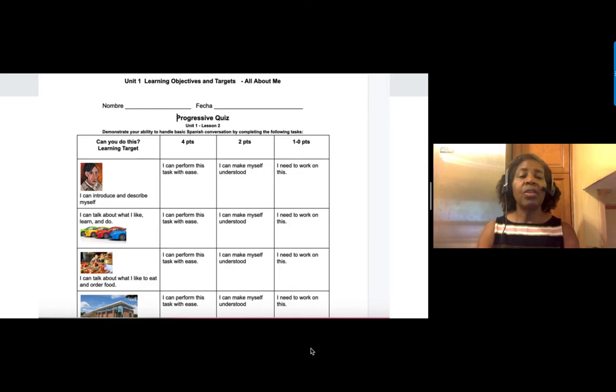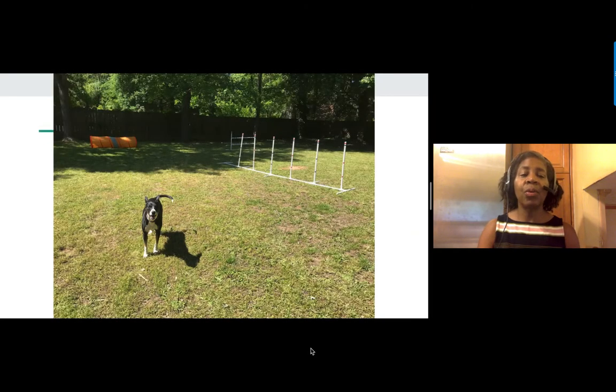So let your students set their target. What is it that you need them to be able to do? For example, in my level 2 class, I needed them to be able to introduce and describe themselves. I needed them to be able to talk about what they liked, learned, and what they did. And that's how we ended up working with Chokeep Town, because they were able to say, I like this or I don't like this, but they had more gains.